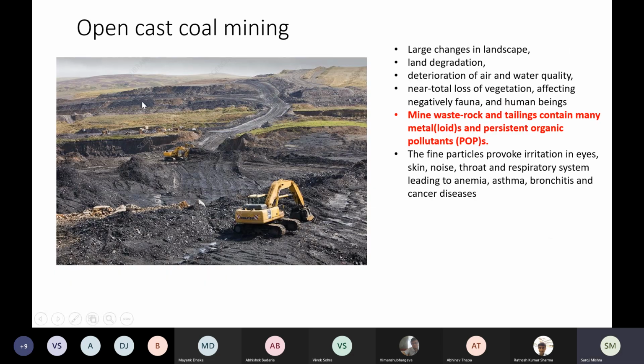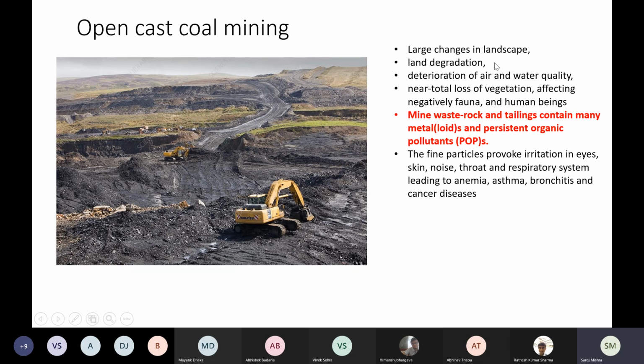And then you have, for example, this picture I showed you earlier also, that due to mining activities, like here, it's a picture of coal mining. So what you see is that there is a large change in the landscape. Earlier there was some kind of a green cover here, but now when you do all this mining, obviously everything is exposed here.